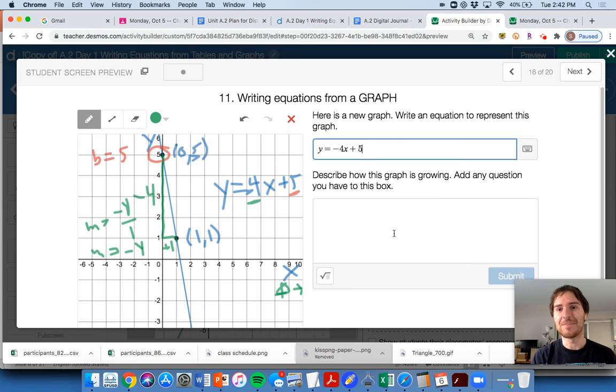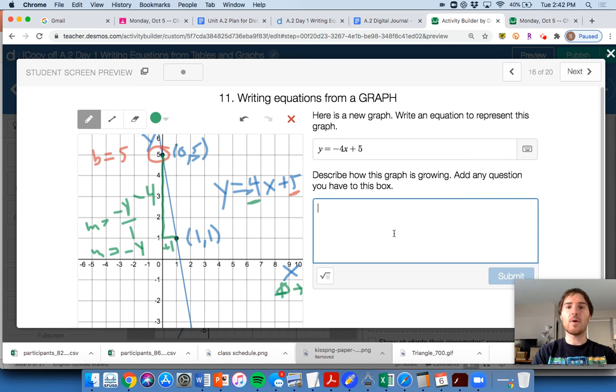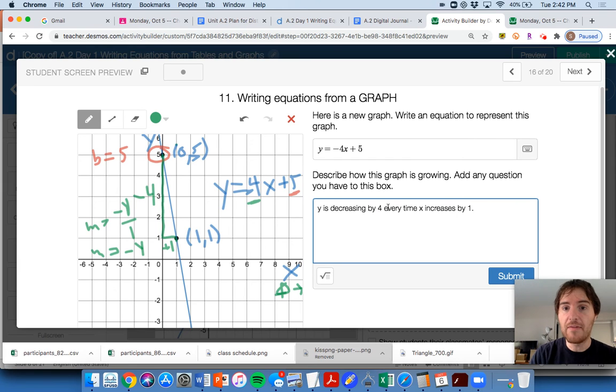It always works here. All right, describing the graph, how it's growing, add any question you have to this box. It is decreasing. So it's decreasing by negative 4, or by 4. y is decreasing by 4 every time x increases by 1. And that's it, okay? So m equals negative 4.